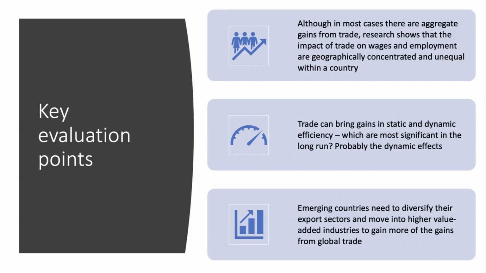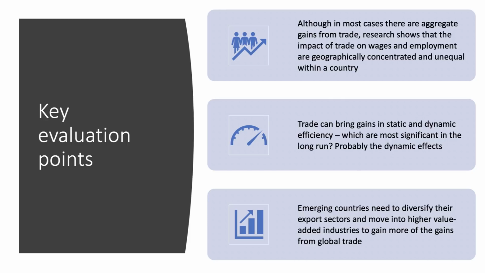Which are the most significant? Probably dynamic, probably the link between trade and innovation and investment and choice. But the efficiency gains shouldn't be discounted. The most important point for me is that if you're a developing emerging country, in the long term, you have to increase your capacity and your capabilities so that you can diversify your export sectors, perhaps away from primary products towards light manufacturing, or perhaps away from light manufacturing towards financial services or tourism or health and education.